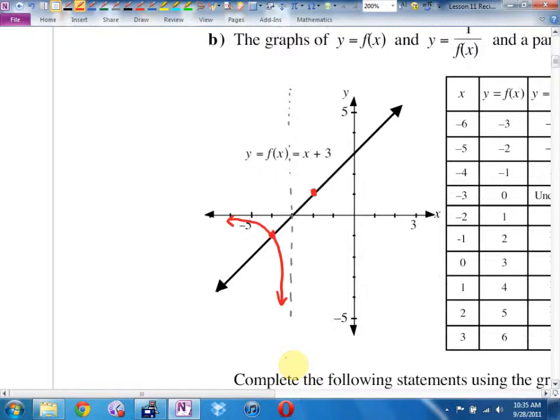So pretend you're here, imagine, okay? Imagine you're standing here. Walk to your right. My original graph is getting further from zero, but positive. You know what the reciprocal of further from zero is? It's going to curve closer and closer and closer to zero.